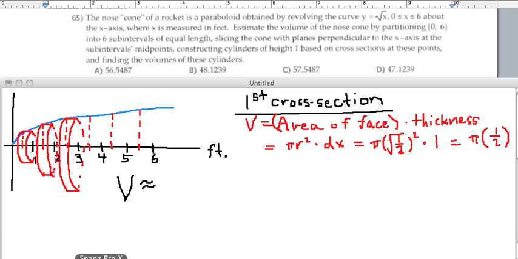Okay, so here's the solution for number 65 from the Calc BC Final Exam Review. It takes a little bit of reading it and seeing, maybe drawing a picture, which is what I did, and I do apologize for the quality or lack of quality of the picture and the writing here.